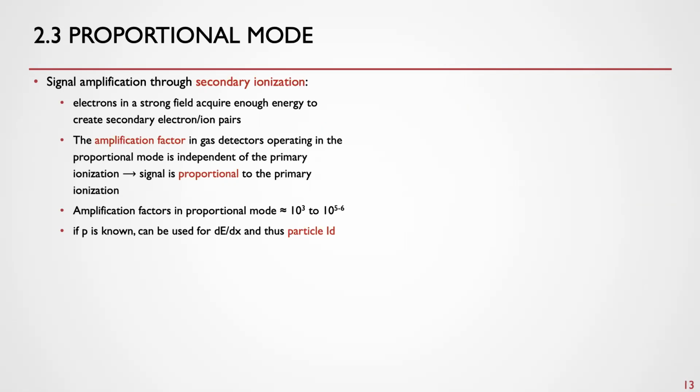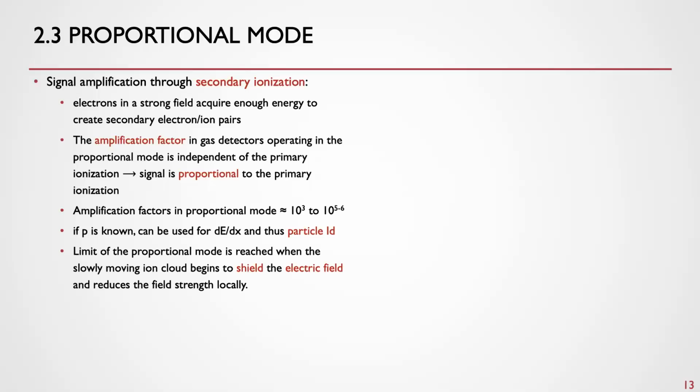Moreover, if you know the momentum of the particle from a different measurement, maybe in a silicon tracker that we'll discuss next time, then you can use the dE/dx measurement to identify the particle, because we know that the dE/dx depends on beta gamma. If you have beta gamma and you have P, you can compute M, and the mass M identifies the particle.